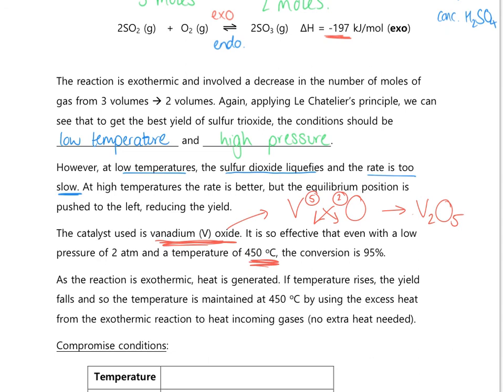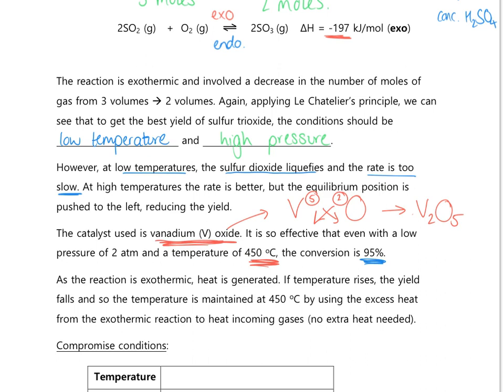That's our catalyst, which means that actually even at a low pressure, we can achieve a pretty good yield of 95%. So actually, even though our equilibrium would be favoured by a high pressure, we talked earlier on about the problem of that being very expensive.